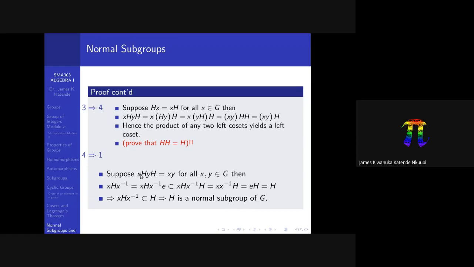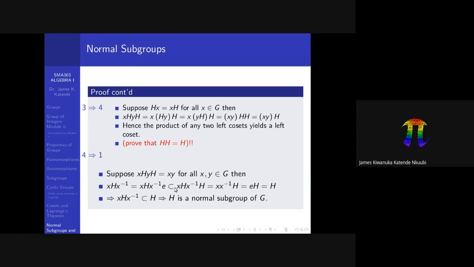Now we use the fact that xHyH is equal to xyH. This should be xyH, sorry. This is not complete. We are using this statement here, that xHyH is equal to xyH. So there should be a capital H here. So using this, it means xHx⁻¹H is the same as x x⁻¹H. But x x⁻¹ is just the identity. So I can replace it with the identity, which gives me H. But then what have I shown? I have shown that xHx⁻¹ is a subset of H.